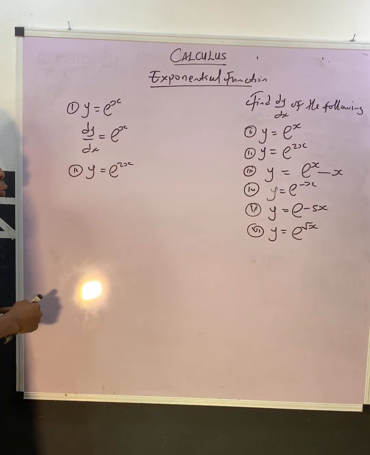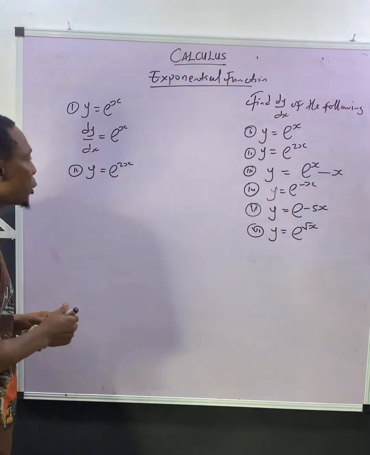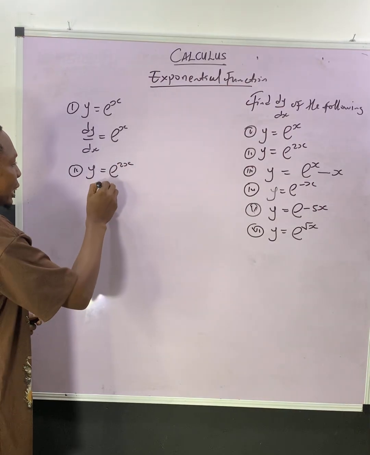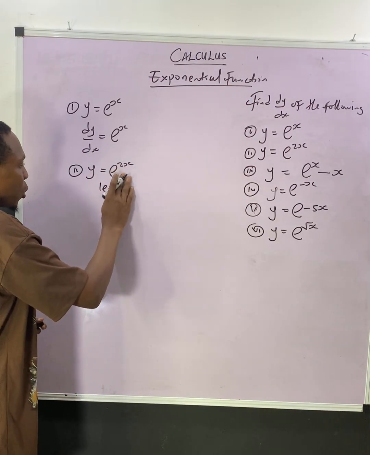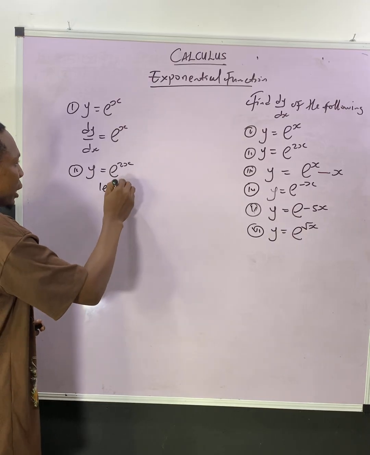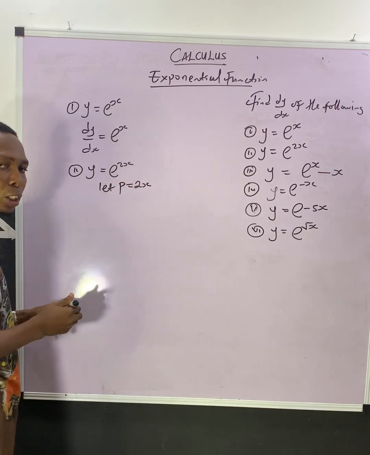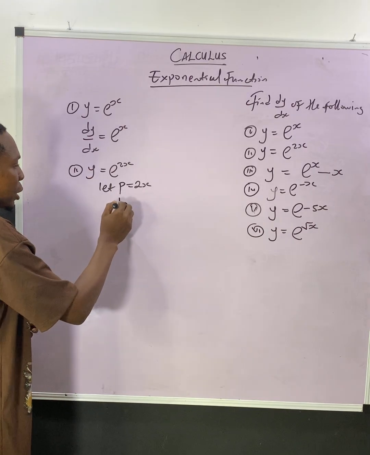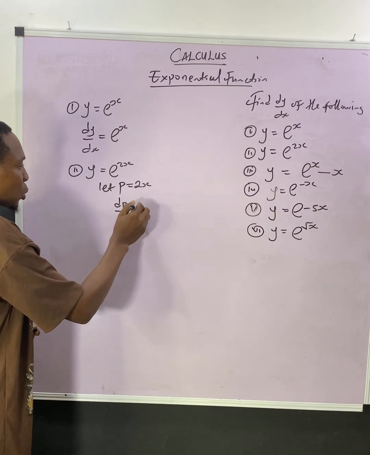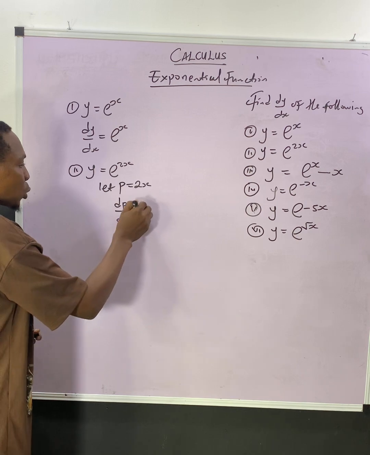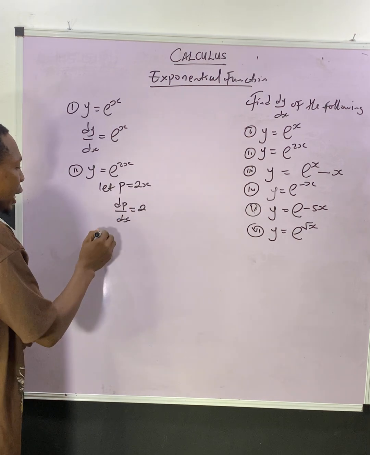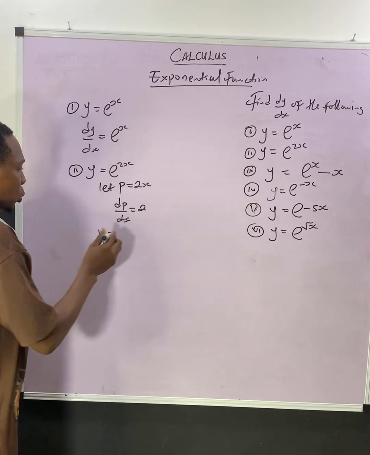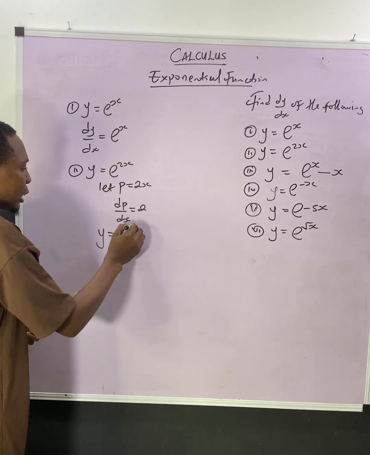Now to solve this, what you need to do is assign a variable to this. You can say let t, or let's use p. Let p equal 2x. You differentiate p with respect to x, so here we have dp/dx equals 2. So here our y is equal to, you rewrite the question in terms of p, y equals e^p.